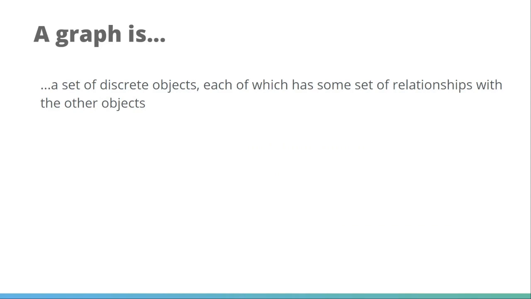When we think about graphs and what a graph is, what we're doing is we're defining a graph as a way to represent a set of discrete objects or entities. And then we want to think about how they're connected to each other. We want to understand how they're connected to each other based on their relationship.